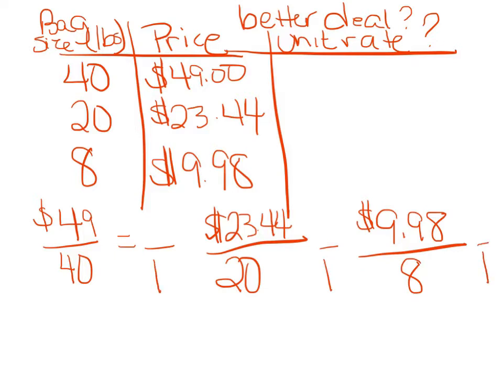In order to do that, we have to divide by the denominator. So the first one we're going to divide by 40. This one we're going to divide by 20. And this one we're going to divide by 8. And our answers will come up to be, if we round them, the first one comes out to be, I'm going to write in a different color so it's obvious for you. With our calculator, it comes out to be 1.225. The second one comes out to be 1.172.